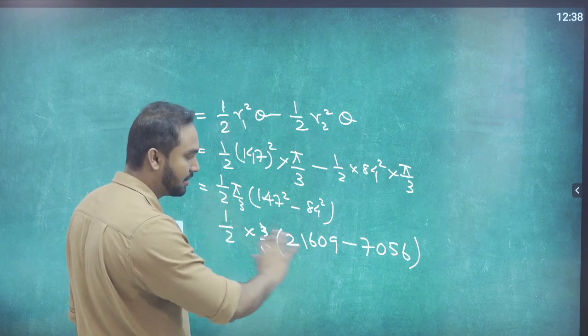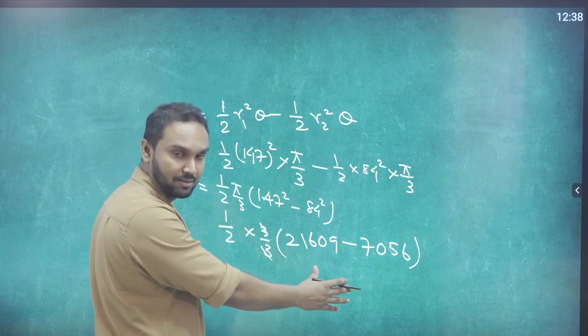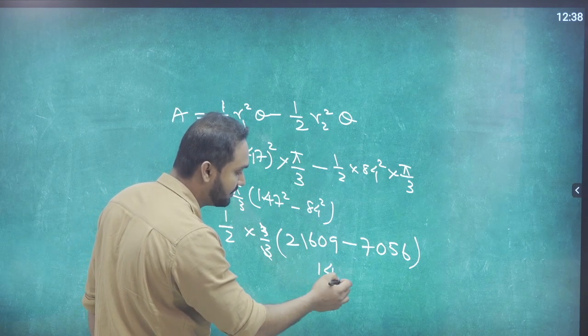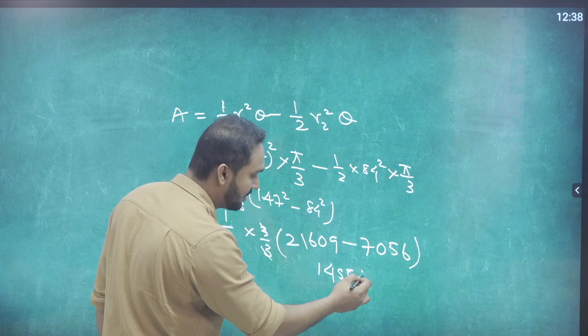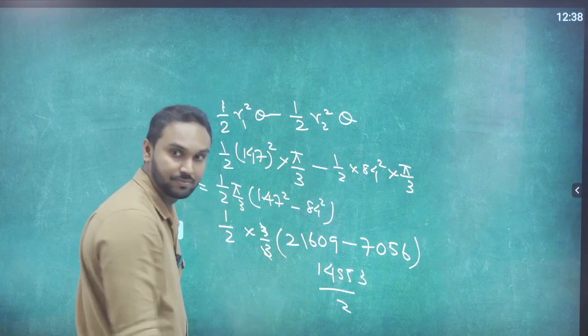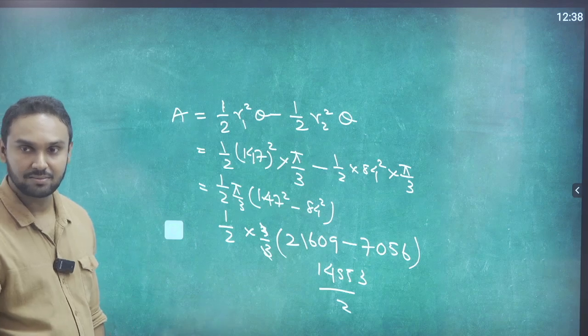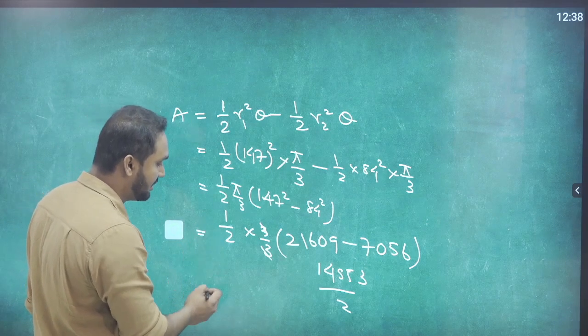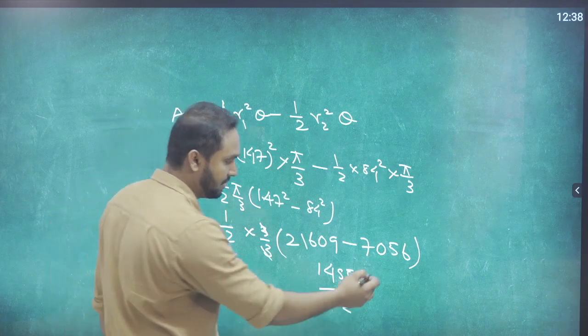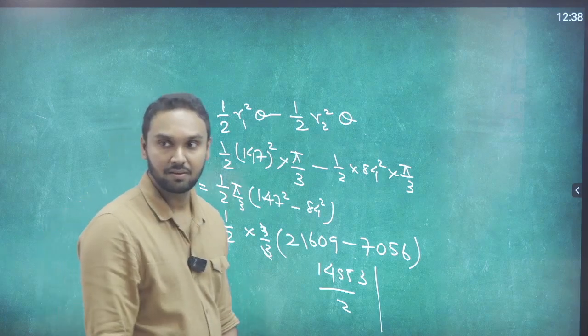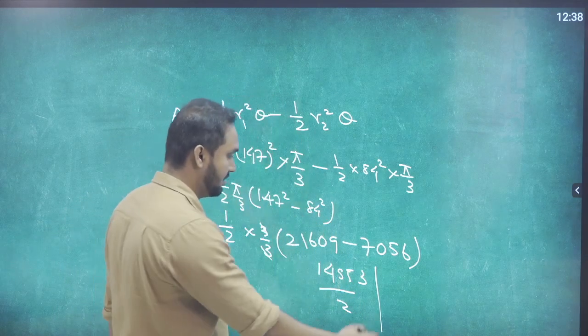Now you are telling the complete answer. Make it 14,553, and you have to divide it by 2 because there's a half. Yeah. And what is the final answer? 7,000.